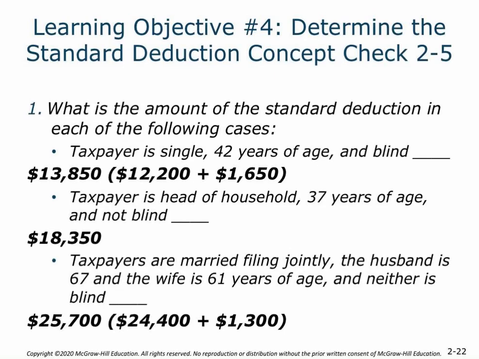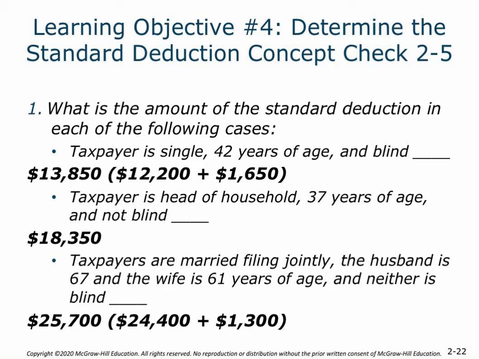So our first concept check here: what is the amount of the standard deduction in each of the following cases? Taxpayer single, 42 years of age and blind. That's going to be $13,850, so that's the $12,200 for single, and then blind is an additional $1,650. The taxpayer is head of household, 37 years of age and not blind, so that's just the head of household standard rate, $18,350, which is 150% of that $12,200.